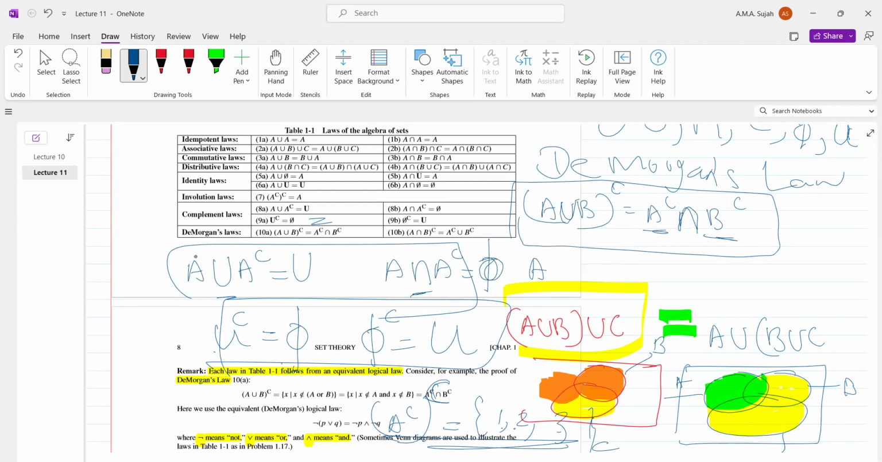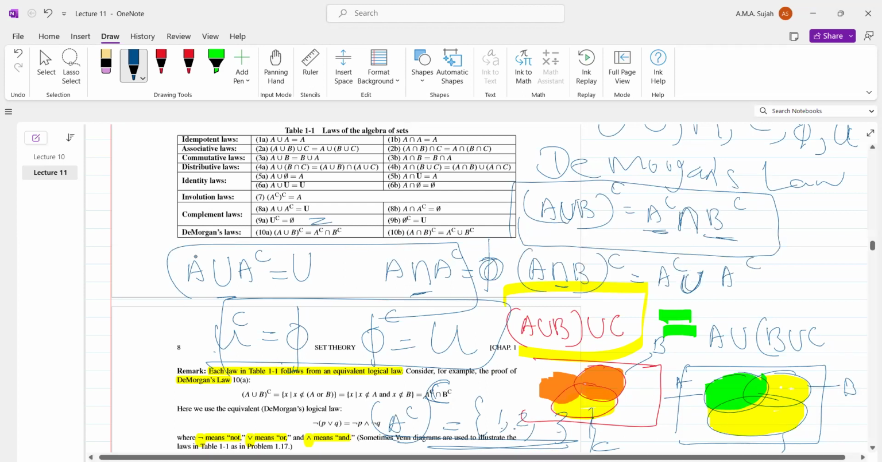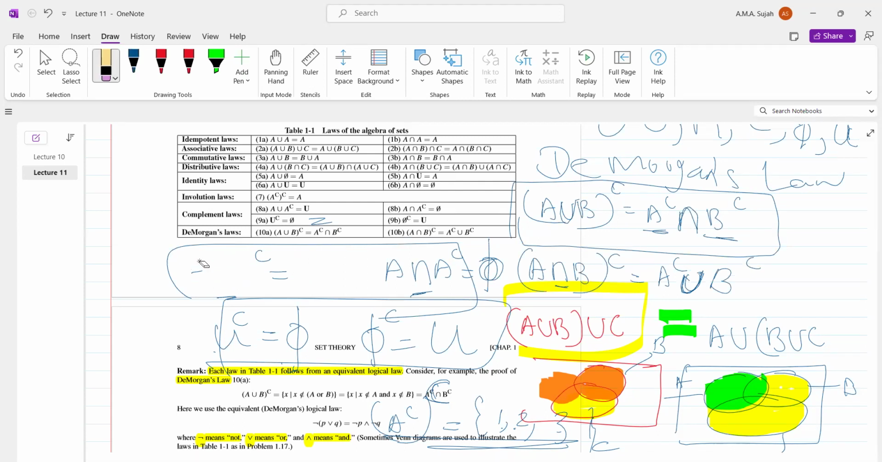Similarly here, the complement of A intersection B, the whole thing, means, now again you can write both sides complement. Here the symbol is intersection, now you need to put the symbol union here. So first you need to write the complement of A and B, then you need to put union here. This we can call De Morgan's law, right?